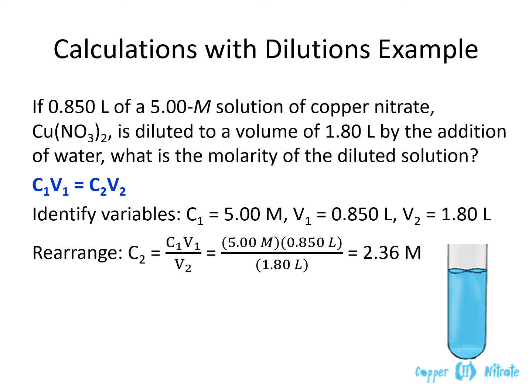So we get C2 equals C1 times V1 divided by V2, and then we can plug in our numbers that we identified. So the C1 and the V1 go on the top, and the V2 goes on the bottom in this case. And we come out with 2.36 molar as our concentration. With our dilutions, they should make sense. If we're starting with a concentration of 5 molar and we're diluting it, it's getting weaker. So we should get a smaller molarity for our new concentration. In fact, we do: it's 2.36 molar.